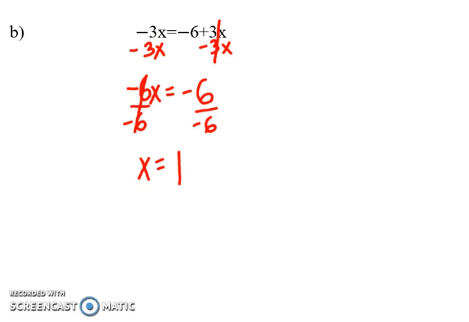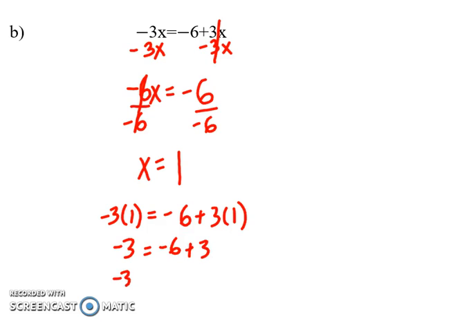And again, I can check this out. Negative 3 times 1 equals negative 6 plus 3 times 1. Well, this is negative 3, and this is negative 6 plus 3. Negative 3 equals negative 3, so x equals 1 is correct.